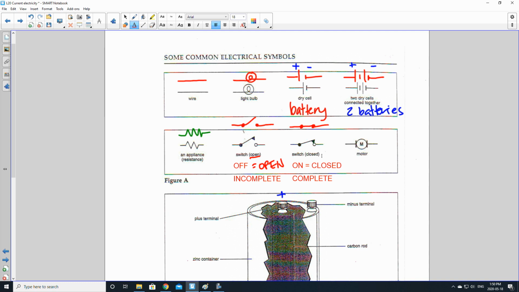You might have to make a few connections, because these are all synonyms. They all mean the same thing. When the switch is closed, it means it's on. When it's on, it means it's complete. Or if you see a picture where everything is making contact, it means that the electricity is flowing.